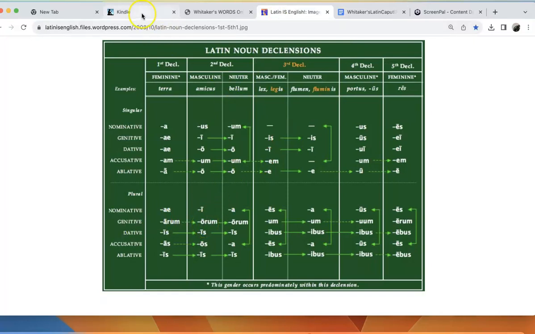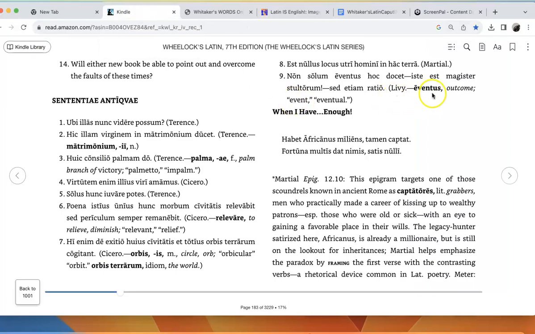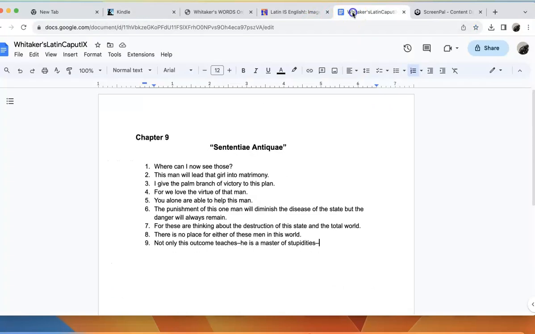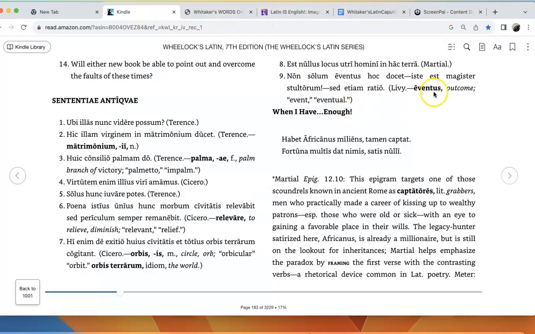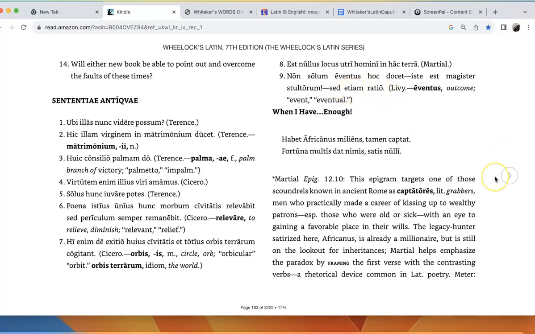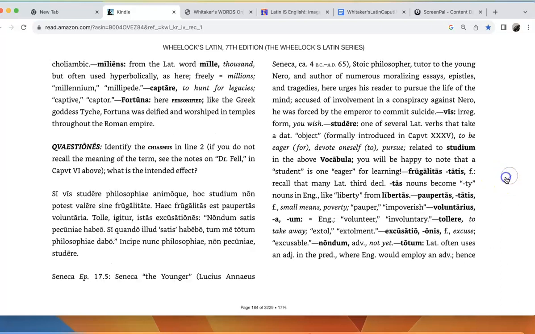You've had this word before with the example in the test of Ecclesiastes. But also reason. In other words, reason also teaches that he is a master of stupidities. So there is the word for reason in Latin, but also reason. All right, let's take a look at the longer passage for today.